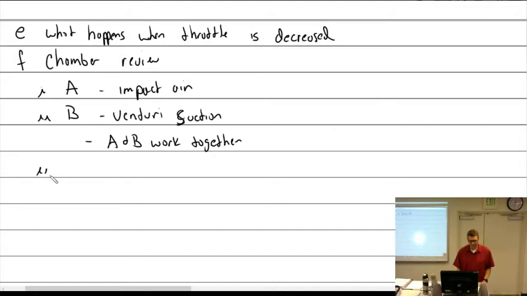A, B. I don't know why I did this, but we can do it. C. I have D next, but who cares? What about C? What's C? Fuel after the metering jet. What's another way of putting that? Metered fuel. Does that vary at all? Nope. Is it constant? Yep.